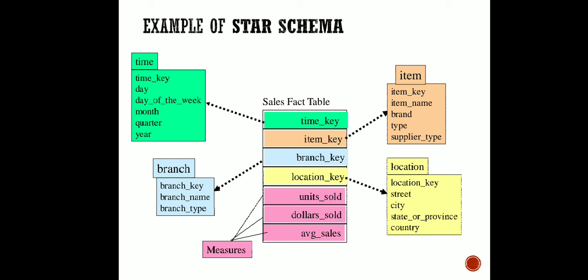Now see the fact table. I told you what my fact table is going to hold: some measures, like units sold and dollars sold. That means it focuses on the sales amount only, and along with those it holds the keys to the other dimension tables. You can see what my sales fact table is doing: it holds the key of the time table, that is time key, then item key, and so on.